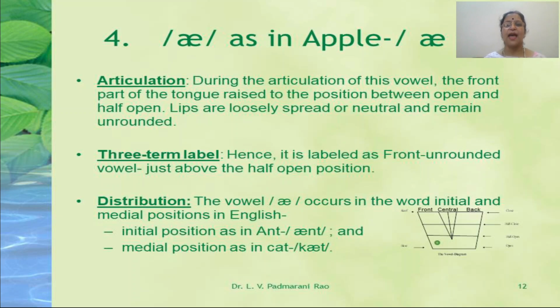æ, æ. That's right. During the articulation of this vowel, the front part of the tongue is raised to the position between open and half open. The lips are loosely spread or neutral when the sound is pronounced, and hence unrounded. So the three-term label for the sound æ as in apple is a front unrounded vowel just above the half open position. The vowel æ occurs in the word initial and medial positions only in English, as in the examples ANT, ant, and CAT, cat.